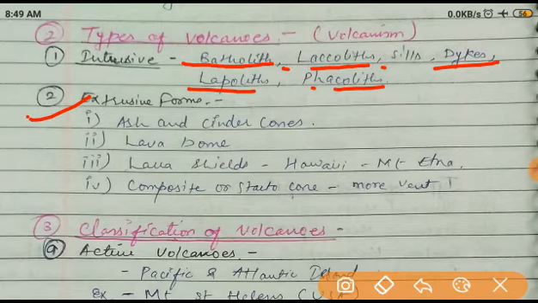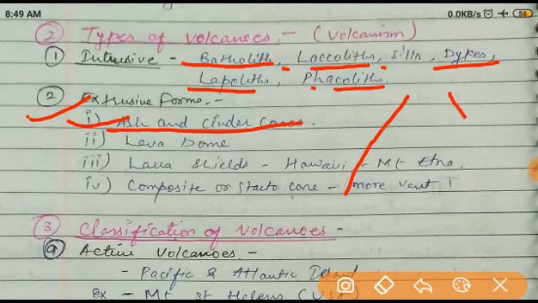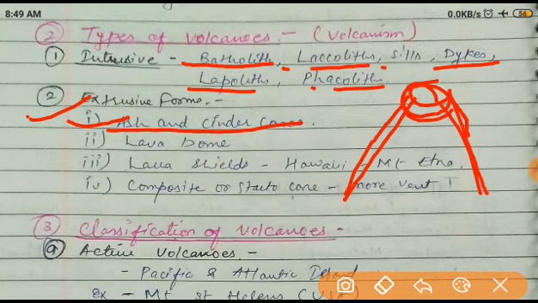In the extrusive form, there are ash and cinder cones. Ash or cinder cones form when magma is ejecting from the volcano. When the opening mouth explodes very violently, in explosion form, the mouth opening is very big, and this forms a dome-like structure called a cinder cone. Okay, so this forms an extrusive landform. It's an extrusive form of volcano.